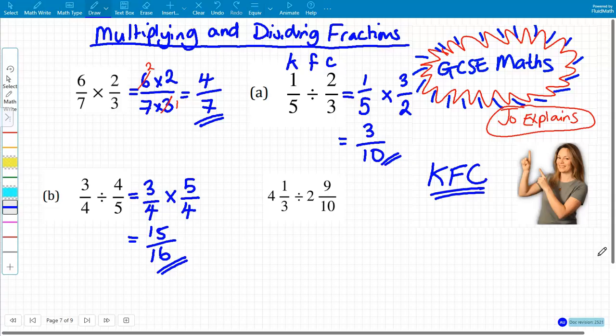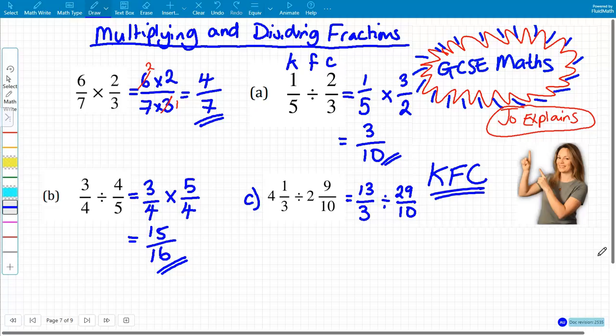Okay, now a little bit more difficult. I'll put that as C. A little bit more difficult example because I've got some mixed numbers here. So we need to convert those first into improper fractions. So we've got a little bit of an added step here. Okay, so how do we convert? We're going to times the denominator by the whole number and then add the numerator on. So we've got 4 3s are 12 plus the 1, so that's going to give me 13 on the top over 3. And 2 times 10 is 20 plus the 9, so that's going to give me 29 over 10. So we've converted mixed numbers to improper.